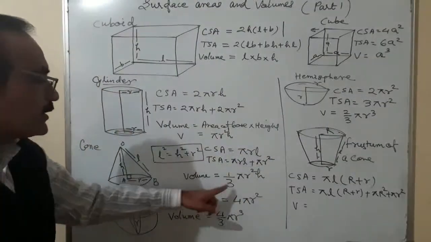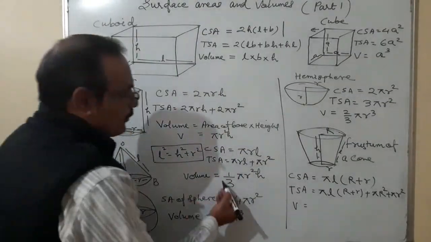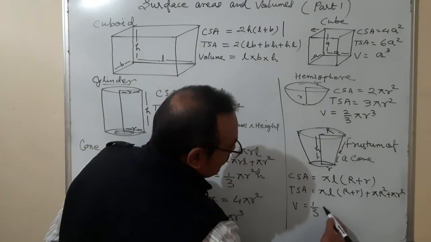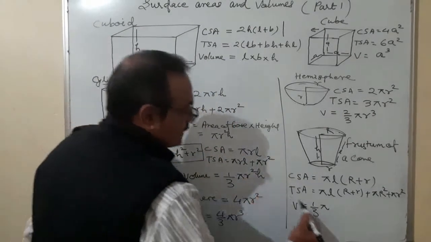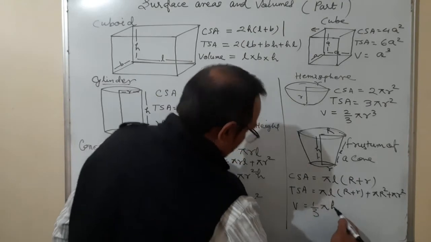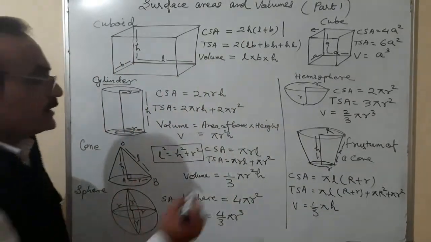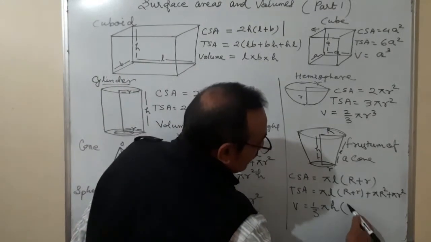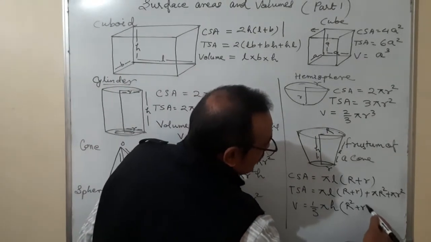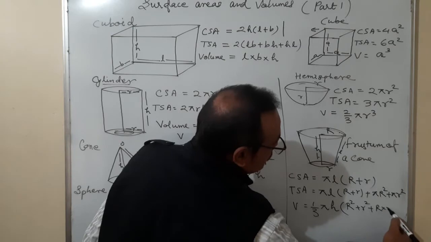Third one is volume. For volume, 1 upon 3 pi r square h. So 1 upon 3 I am writing as it is, pi as it is, h as it is. It is r square because there is a single radius, but here there are two. So you will remember capital R square plus small r square plus R into r.